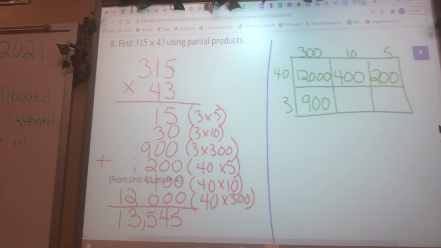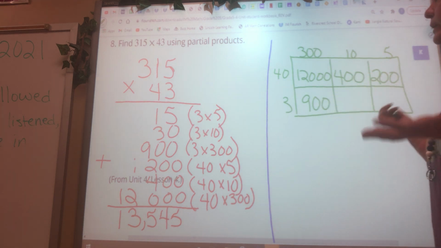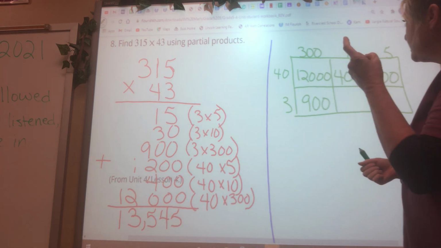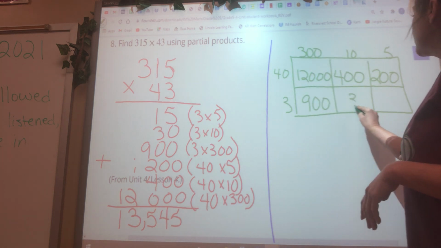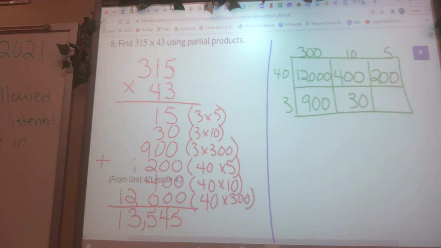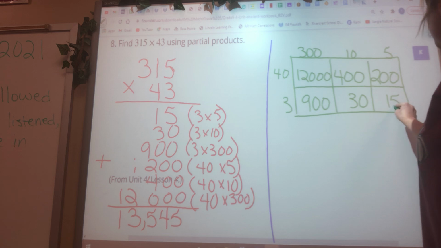Next partial product, 10 times 3. Well, we can do that quick, can't we? 10, 20, 30. So we know that's 30. And then the last box, partial product, we just know from our math facts that 5 times 3 is 15.